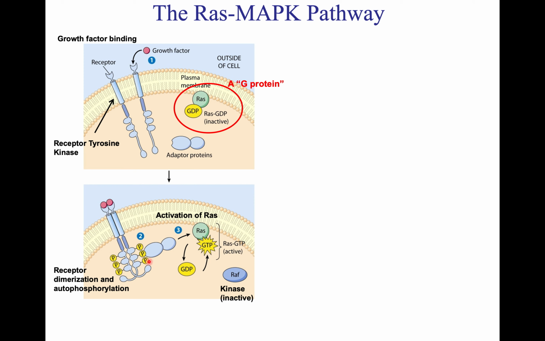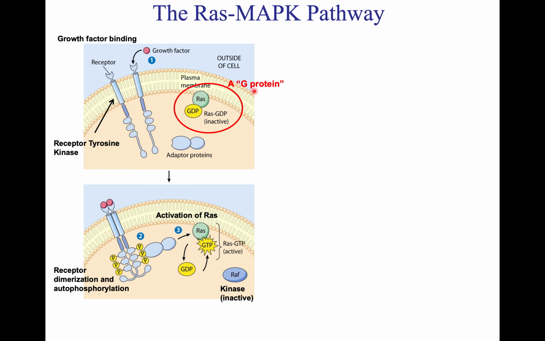Once activated, it gathers those phosphate groups, primarily from ATP, and it will then use those to activate these adapter proteins, which will then activate the namesake RAS protein. You'll notice RAS is here, a peripheral membrane protein associated with the inner surface of the plasma membrane, and it's what's considered a G protein.